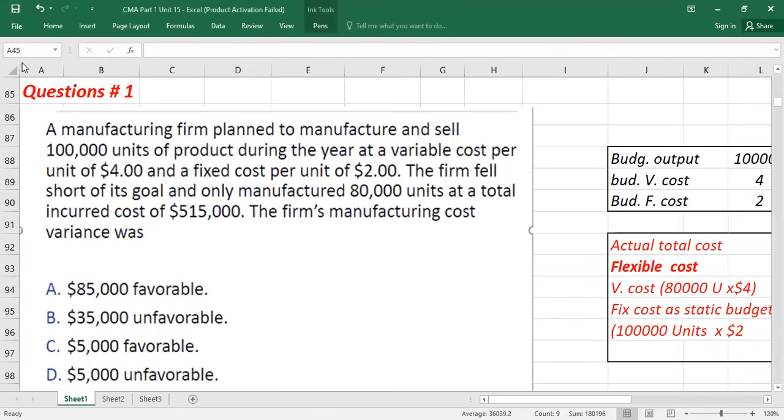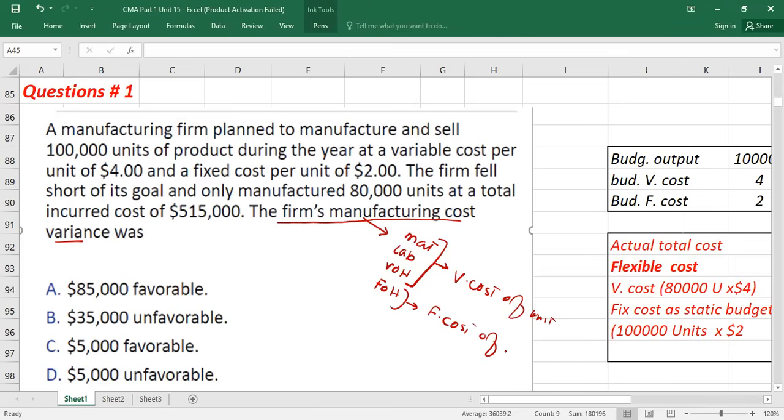Always try to read the requirement first. So they are asking here, what is the firm's manufacturing cost variance? Please remember, manufacturing cost means all production cost. It will include cost of material, cost of labor, cost of variable overhead, and cost of fixed overhead. Please remember these three costs: material cost, labor cost, and variable overhead cost are also called variable cost of the unit. And this portion is called fixed cost of the unit.